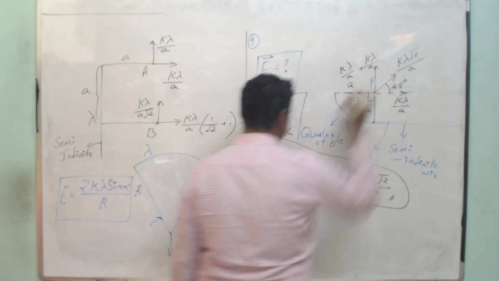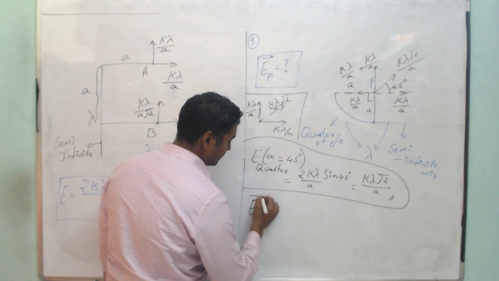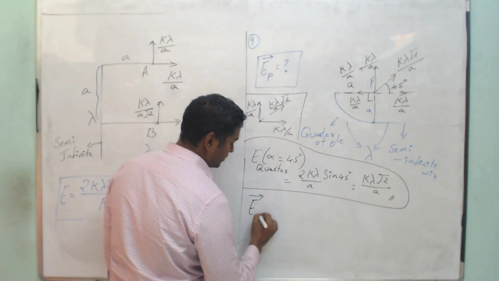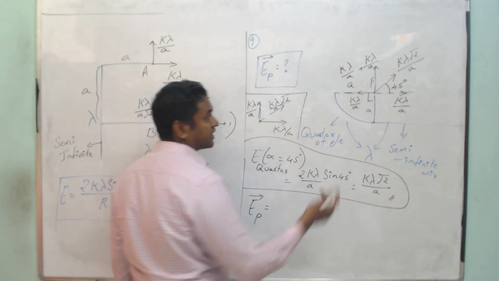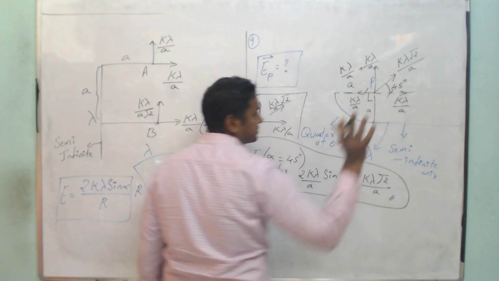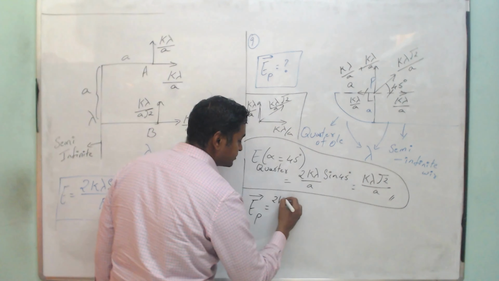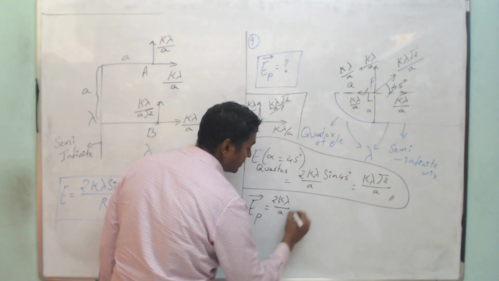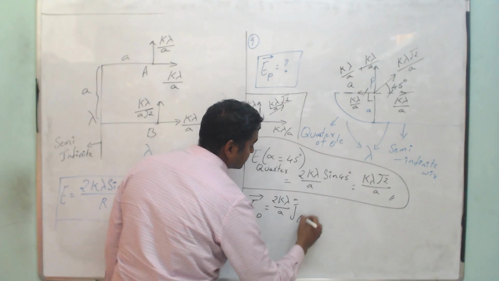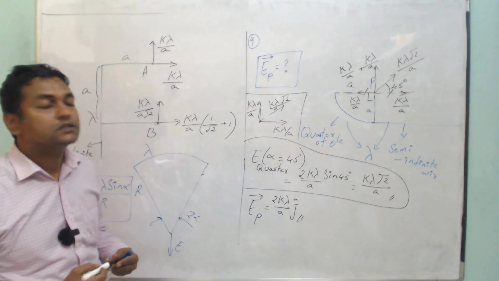So from here I can say the electric field at point P in terms of I cap and J cap: the I cap components will cancel each other. Everything will be along J cap, and it is 2k lambda by a J cap. Is this clear?